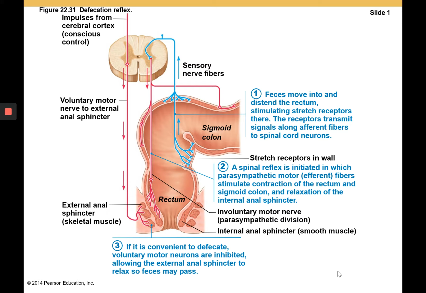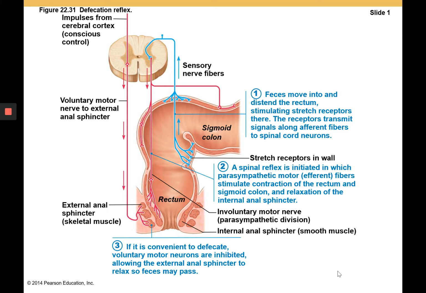and then we will get a motor response or efferent response back from the spinal cord, and this spinal reflex would cause parasympathetic motor efferent fibers to stimulate contraction of the rectum and the sigmoid colon, and eventually relaxation of the internal anal sphincter. So it really is a reflex. We're seeing the parasympathetic nervous system primarily being used, and we're seeing that the receptor is a stretch receptor.